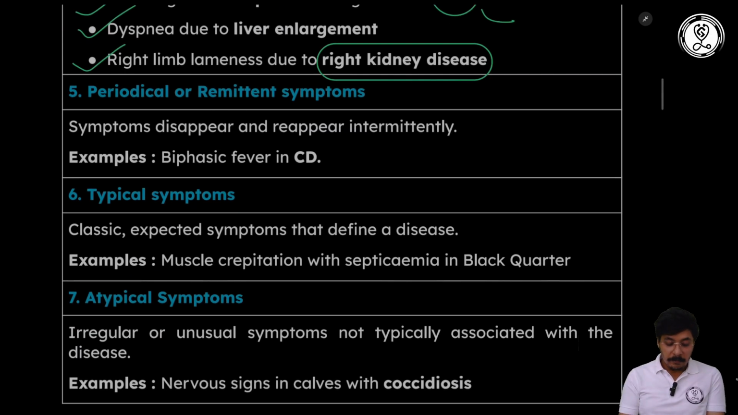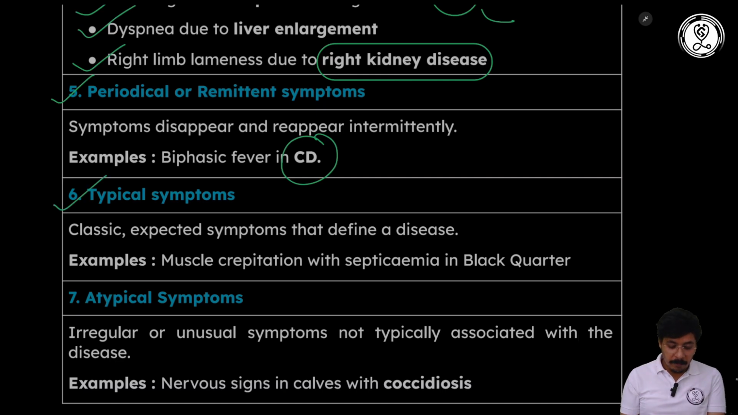The next one is periodical or remittent symptoms. They are the symptoms that disappear and reappear intermittently. It simply means that in an animal suffering from any disease, the symptoms will come and then they will go. Again, they will appear and again they will go away. So this cycle will go on. For example, biphasic fever in the case of canine distemper. Here the temperature of a dog will rise and then decrease. Again, there will be a rise in temperature along with the lowering of the temperature.